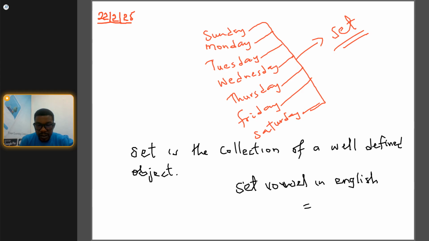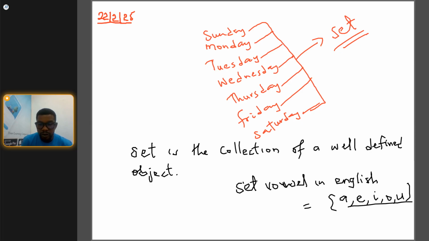So of course, that's going to be A, E, I, O, and U. So that will serve as the collection of vowels in English language. So this also is a set. And take note, sets are always separated by a comma. When you are writing out some sets, you have to separate each of your members by a comma.